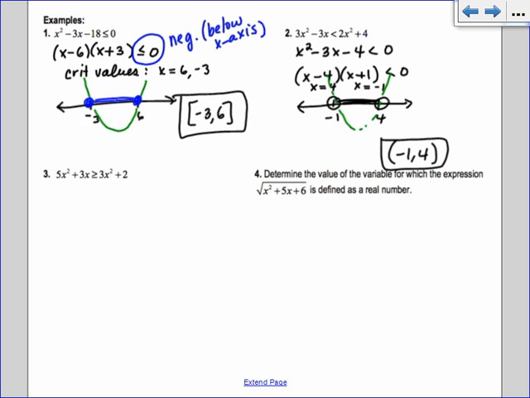So it says determine the value of the variable for which the expression is defined as a real number. So maybe it's just phrased a different way. What this is saying is basically find the domain if this is our function. F of x equals the square root of x squared plus 5x plus 6. That's what it's saying. Where is it defined? Okay, so what can we not have under square roots? Can't have negative numbers. So what we want to say is that this part that's under there has to be positive or 0. Can't be negative.